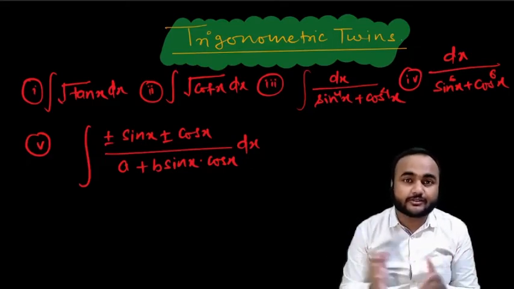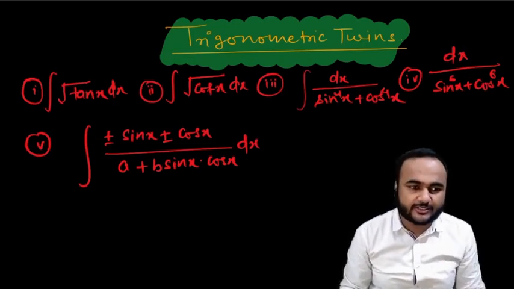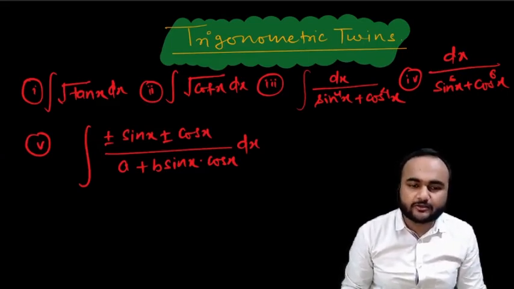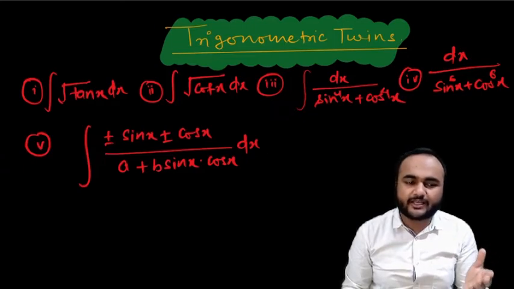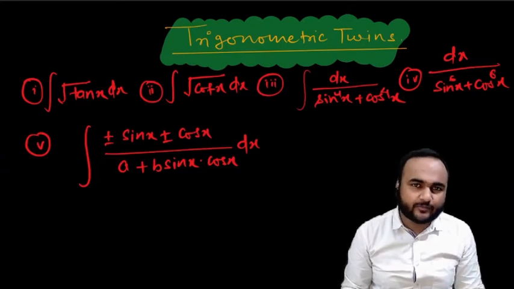What are trigonometric twins? Students, these functions which are shown on your screen, which are root tan x, root cot x, dx over sin to the power 4 x and cos to the power 4 x, dx over sin to the power 6 x and cos to the power 6 x, a plus minus b cos x and a plus b sin x into cos x. These functions are a few examples of trigonometric twins.